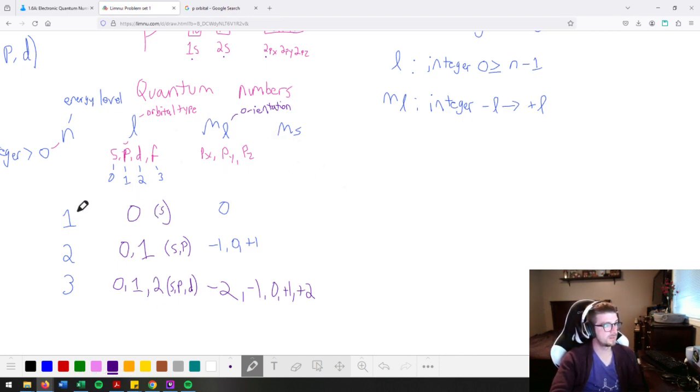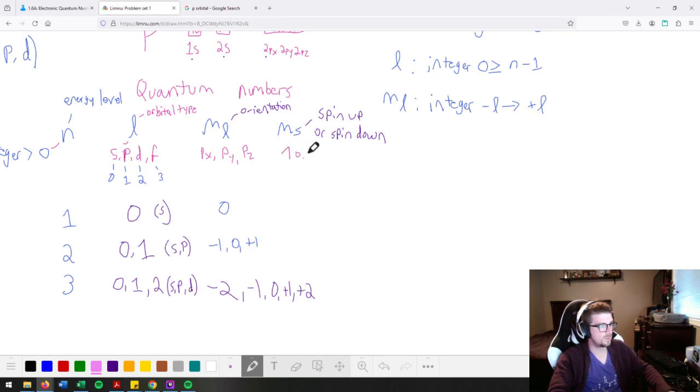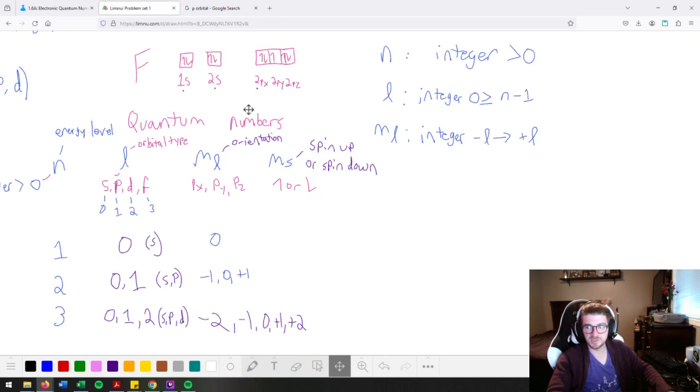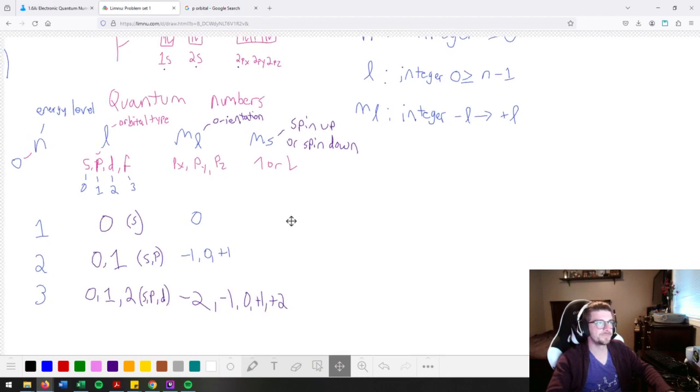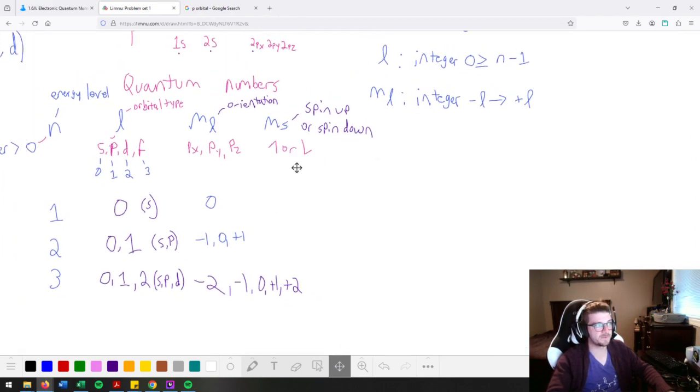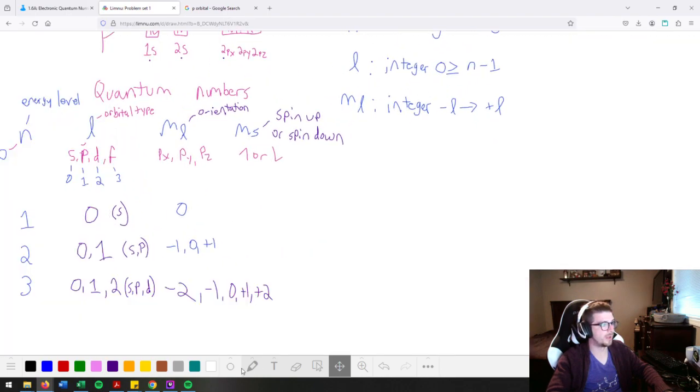So the last number is ms, and that is spin up or spin down. This is just saying it's this or it's this, right? Just like I've written in these electron configurations, one of them is always up and one of them is always down. And so that's the last part of what identifies each unique electron. The rules for ms are really just that.